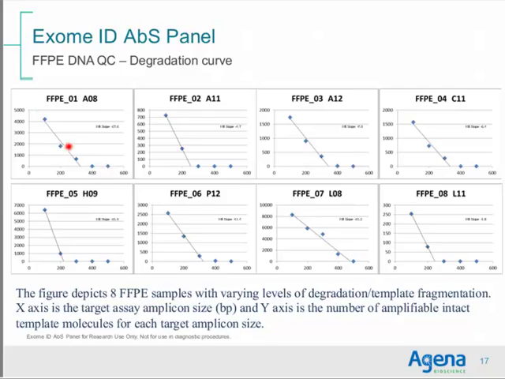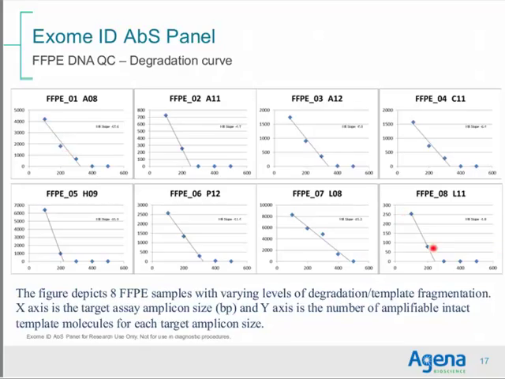So clearly with this sample, if you're trying to do clinical Sanger sequencing up in the realms of 400 to 500 base pairs, it's not going to be successful. You really need to keep it to the shorter 100 to 300 base pair amplicon size.